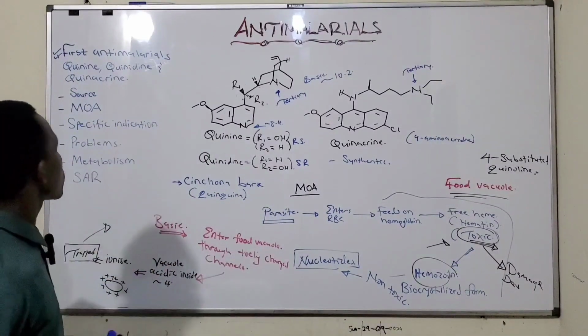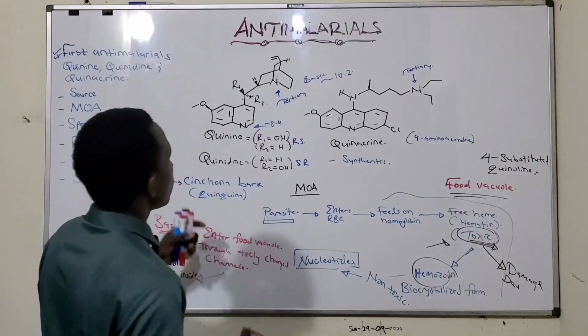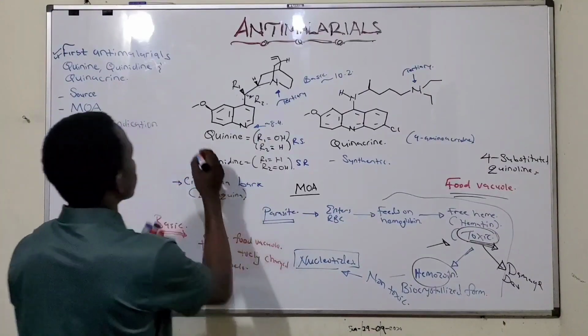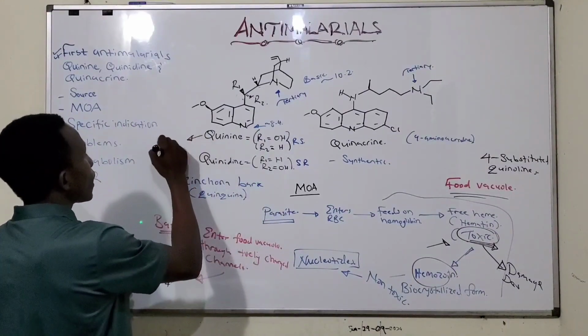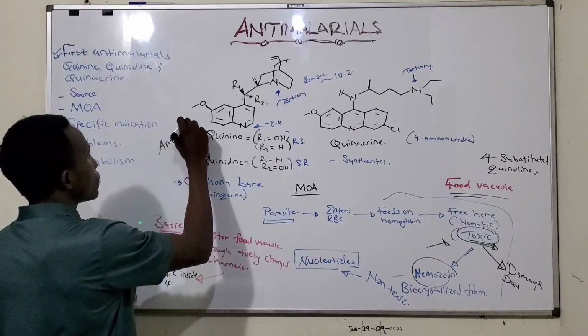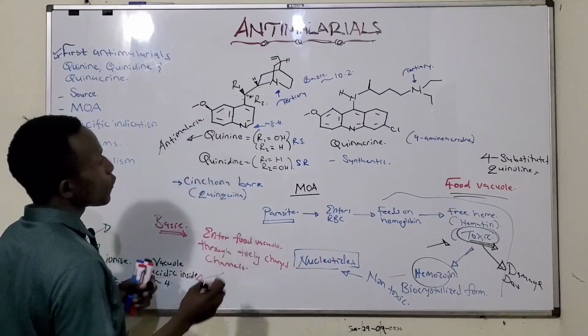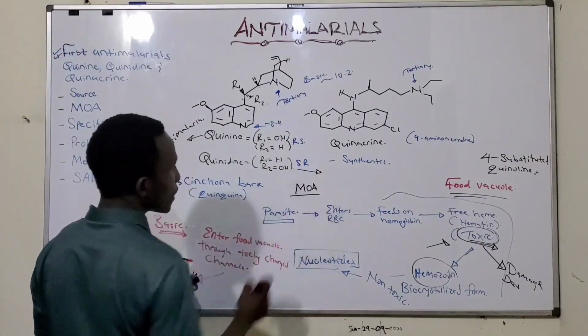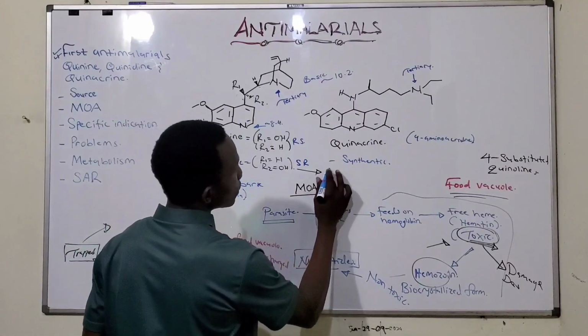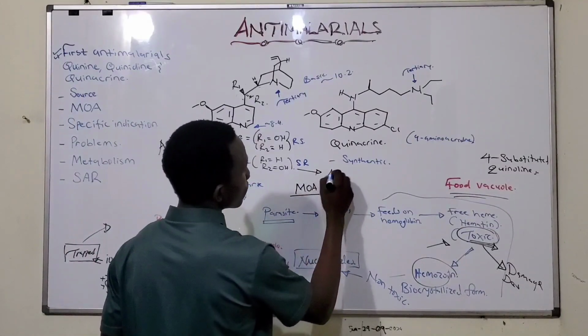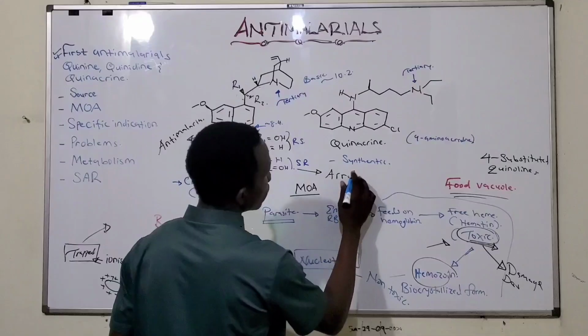Now, for specific indication, quinine is majorly used as an antimalarial. But quinidine is majorly used as an anti-arrhythmic. So it is used in arrhythmia.